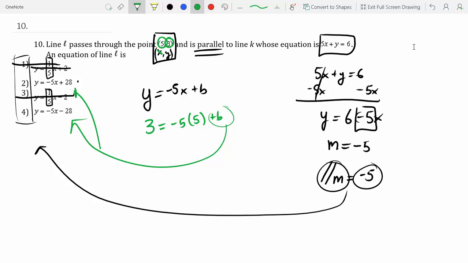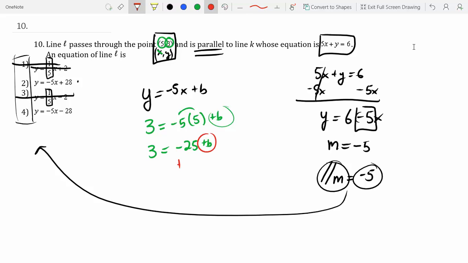And I can compare that to the two remaining choices to figure out which one is the real answer. So let's just simplify this. Negative 5 times positive 5 is negative 25 plus b. I want to solve for b, so I've got to move that negative 25 to the opposite side. And I can see 28 is my y-intercept. It's a positive 28. It's got to be the positive one. It can't be that negative. So my answer choice would be number 2.